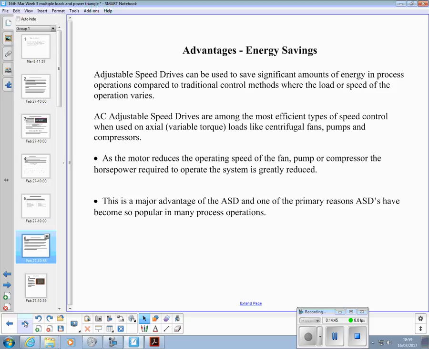Yeah, VSDs, ASDs, they're just mnemonics. Different companies will probably use a different one. Personally, I prefer to just call them inverters because that's what they are. That's what I know them as anyway.